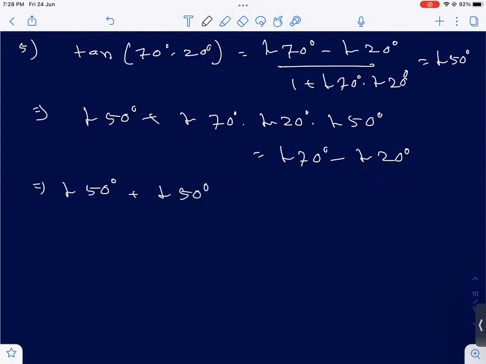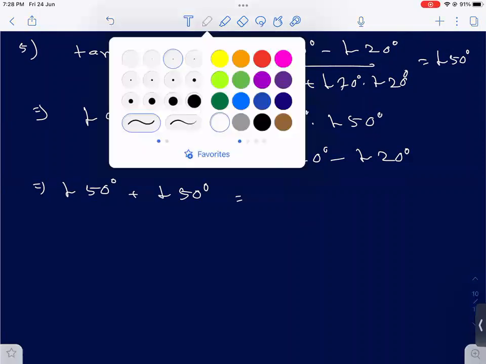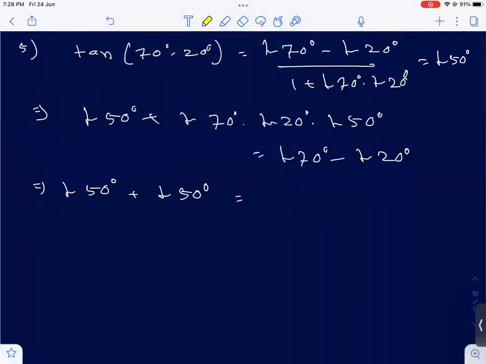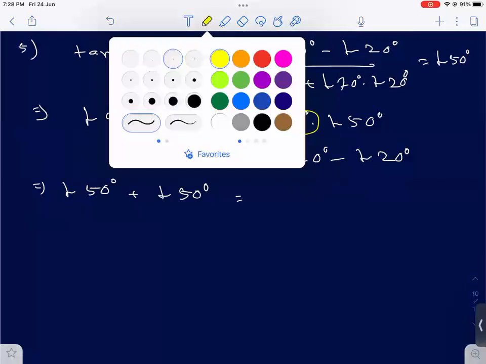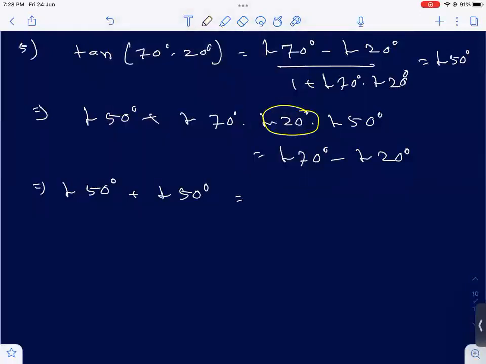The reason is that tan 70 equals tan (90 minus 20). That is tan (90 minus theta) equals cot theta. That is, tan 70 equals cot 20. Just putting this value, this portion will be cancelled. Tan 20 means cot 70, so this will be cancelled. After cancellation, this will be coming tan 50.